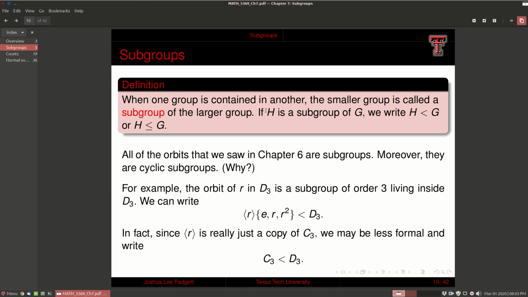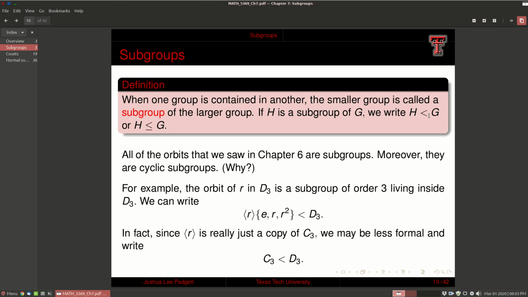But in addition, I'm assuming that H is also a subgroup, which means that it satisfies all of the properties of our definition of a group. So in this case, H is called a subgroup, and we have a notation for it, which is really something like H less than G. You can also write less than or equal, and I kind of switch back and forth, but if you see this less than or equal, we're implying that H is a subgroup.